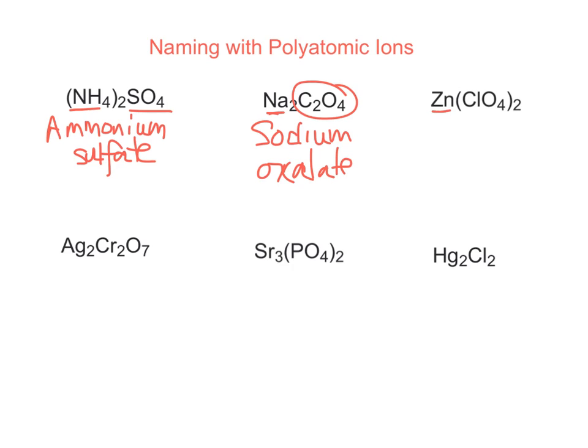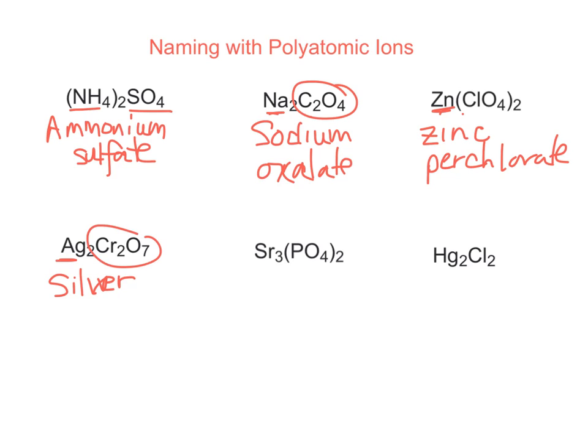Tin, transition metal, but it's one of those that doesn't use a Roman numeral. Sorry, zinc. So just zinc. And you know what ClO4 is? That's called perchlorate. So again, pretty easy if you know your polyatomic ions, not so much if you don't. Silver, another transition metal that doesn't use a Roman numeral. So this is just silver.